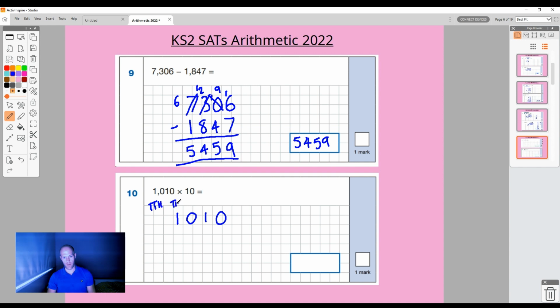10,000s, thousands, hundreds, tens, and ones. And because I'm multiplying it by 10, I'm moving it one step to the left. Move everything to the left in order. 1, 0, 1, 0. I'm going to have to put a 0 in my ones column there. 10,100.